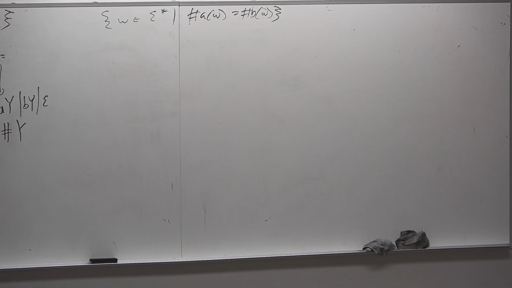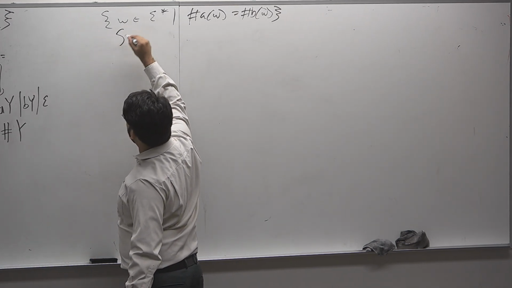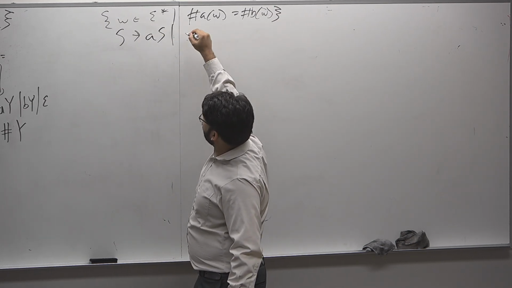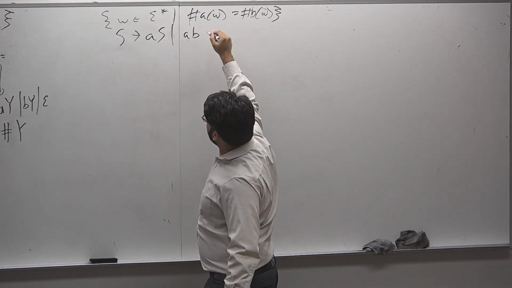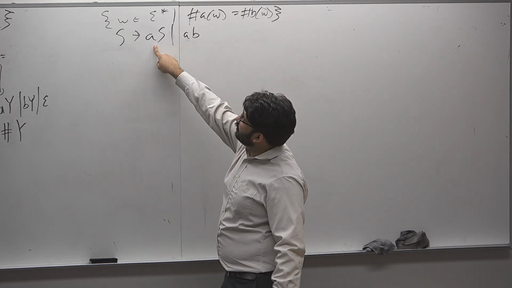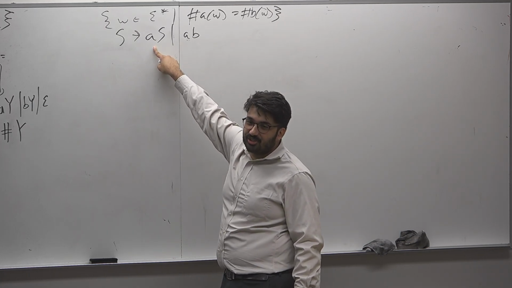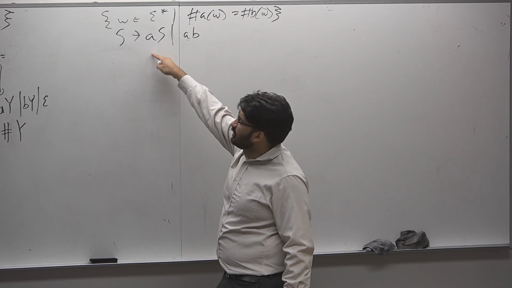Yes. There's a couple wrong ones, but let's see. So S goes to AS or AB, or sorry, BS. Already here, if you apply this production, you have an A, and you've lost it, because you can't ensure that you always add a B. So I'll tell you this one.